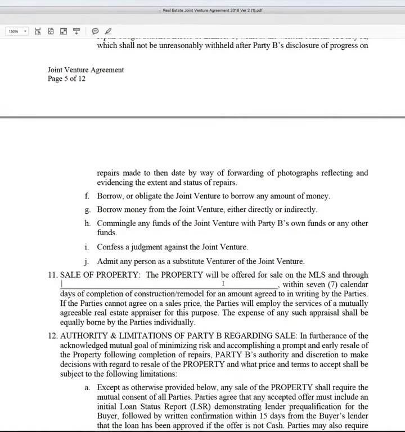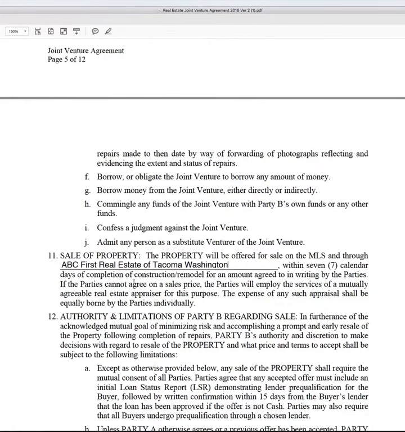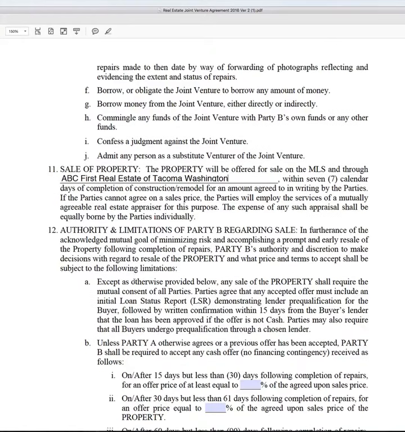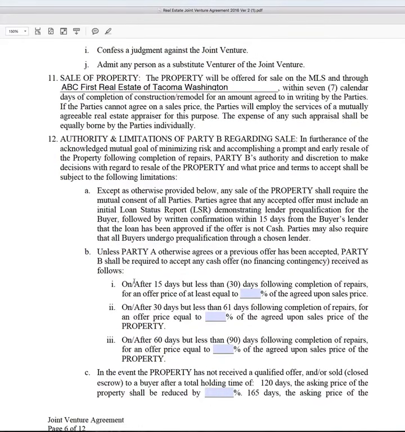So let's say we're going to sell it through ABC First Real Estate of Tacoma, Washington. All right, so that's who we're going to allow to list this property on the MLS, and it's going to be listed within 7 days of completion. So you'd want to put that in there, who's going to be selling the property. And you come down here, and there's some other clauses.